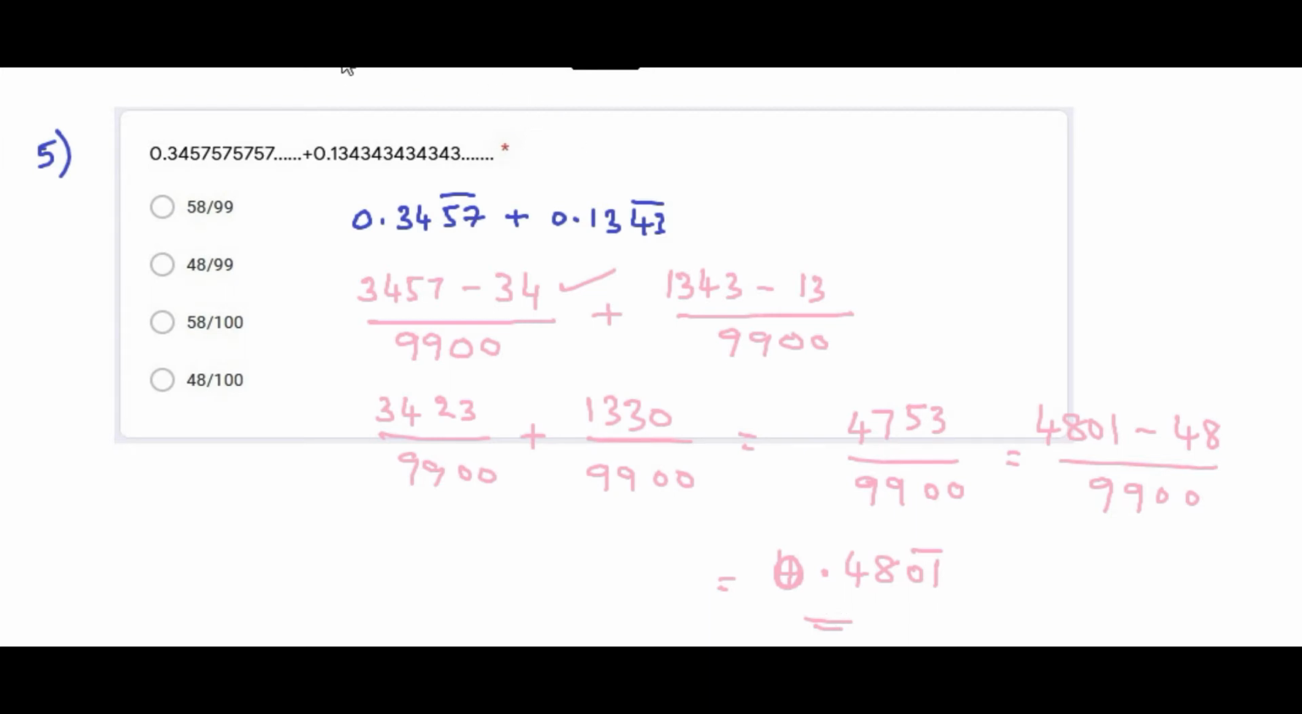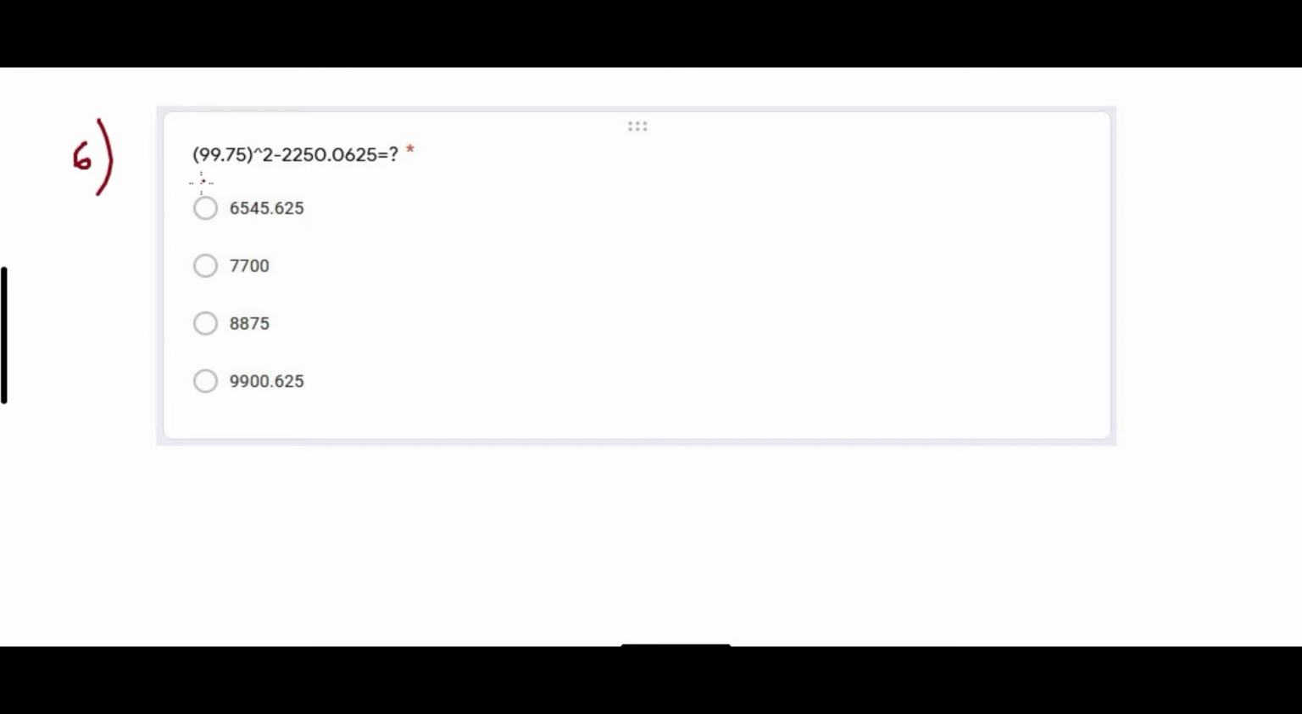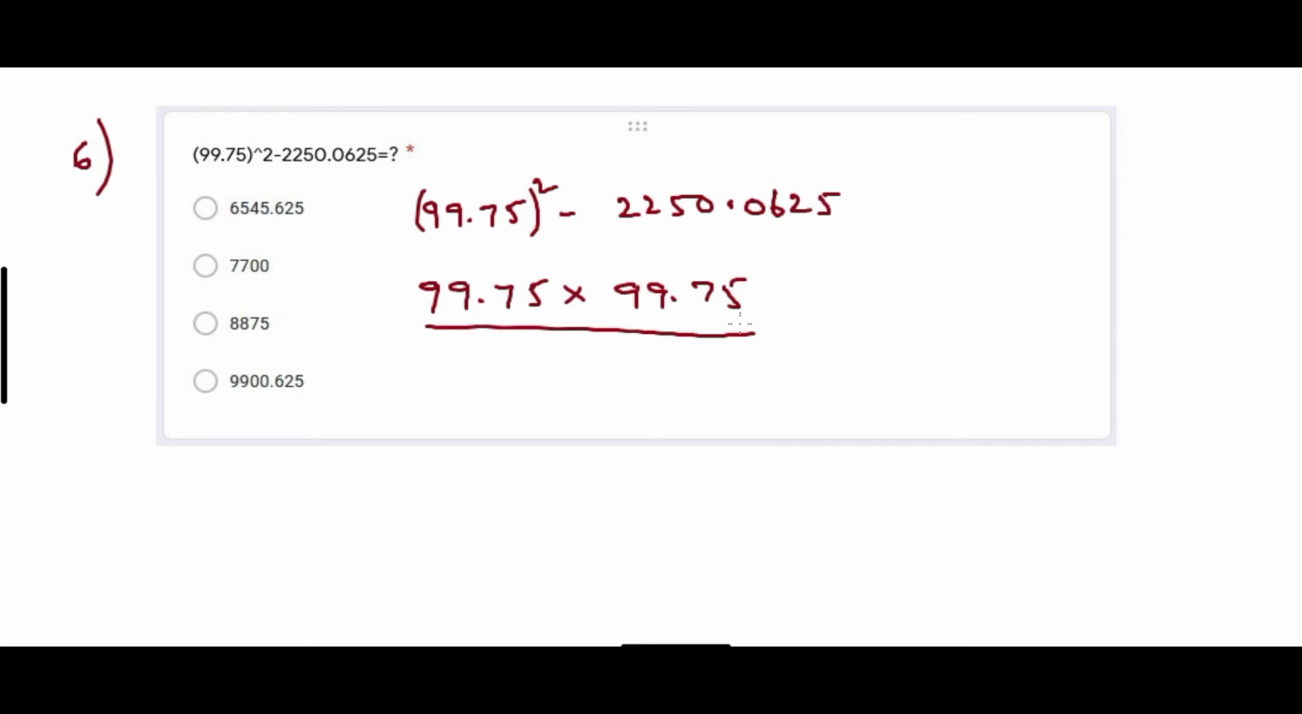Let's move on to the next question. So this is the question: 99.75 square minus 2250.0625. So what is the answer? Let me directly do it, 99.75 into 99.75. Don't worry about these things, you can just multiply it as it is and you will get the answer. Make it fast. Please observe how I will do it.